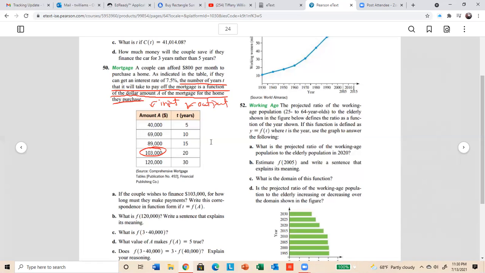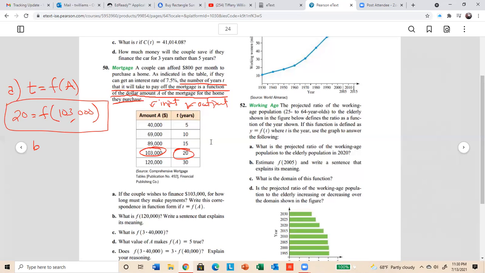So they would have to make payments for 20 years. Now, I wish I could just sit here and say, oh, it's just 20, move on. But they do want it in the function form. So in part A, they tell me I want T equals F of A. So if I write it in function form, my T was 20, and my A was 103,000. So that's actually how they want the answer written.